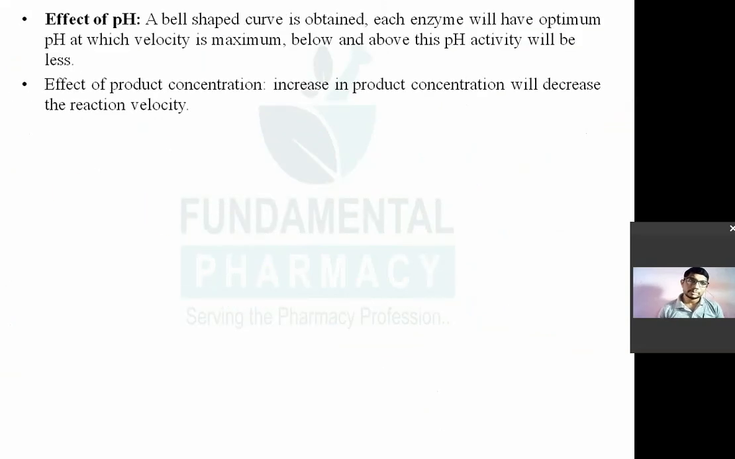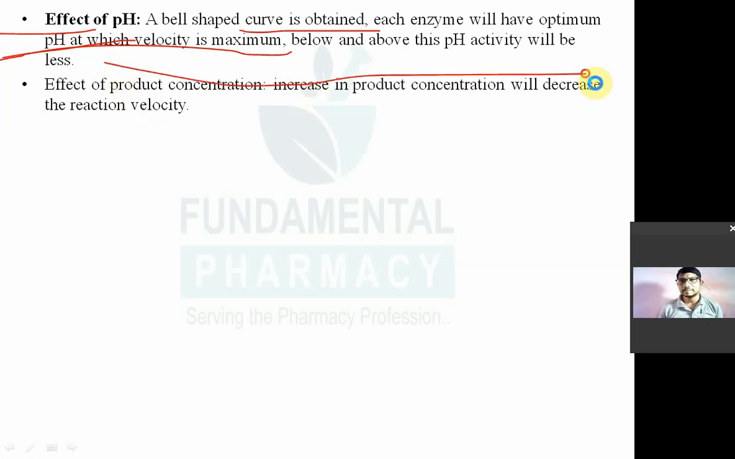Effect of pH on enzyme catalyzed reaction: a bell shaped curve is obtained. Each enzyme will have an optimum pH at which the velocity is maximum. The pH at which the enzyme will show its maximum velocity in an enzyme catalyzed reaction is known as the optimum pH. Below the optimum pH, the velocity will be decreased, and beyond the optimum pH, again the velocity will be decreased. So the velocity of the reaction will be higher at the optimum pH, lower below it, and lower above it.